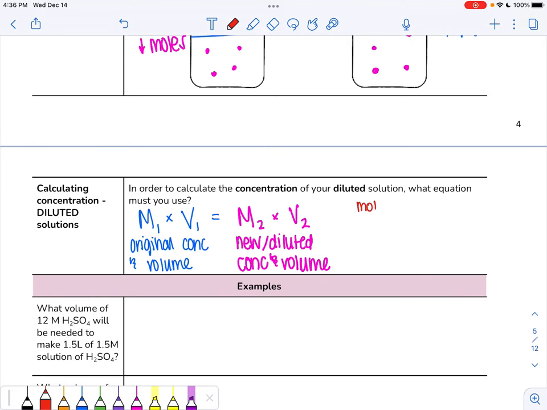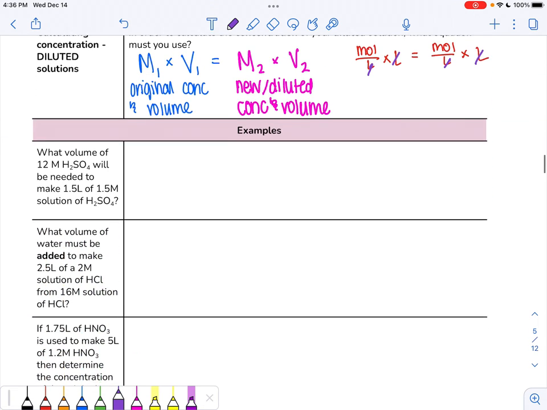So why does this work? Well, think about the units here. Units for molarity are moles per liter. So I would have moles per liter times liters of my original stuff equal to moles per liter times liters of my new stuff. And if I cancel out liters, I have moles equals moles. So my amount of stuff, again, is not changing. The amount of stuff I have dissolved is not changing. I'm just changing the volume of my system by adding more solvent in, which is then causing my concentration to change because my particles have more space to roam around in the solution.